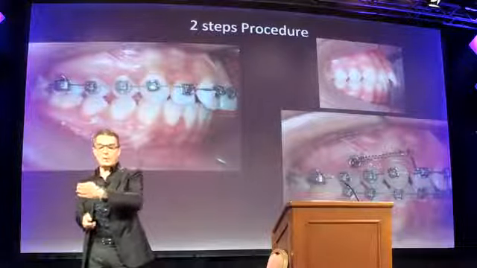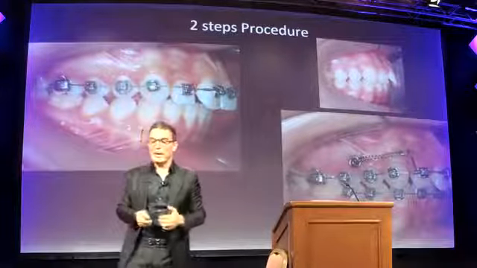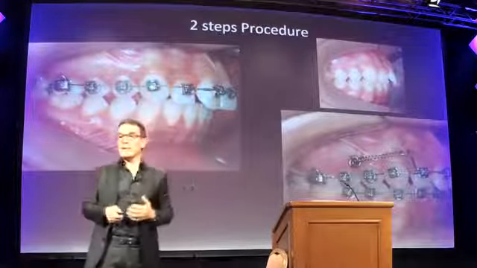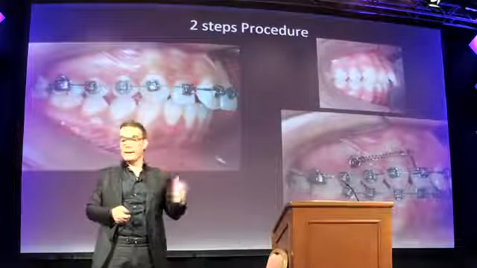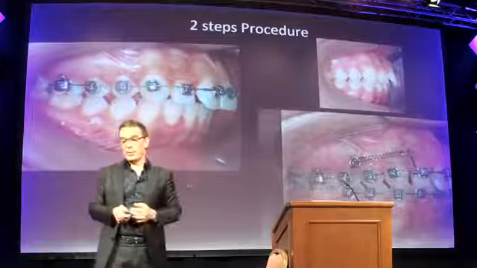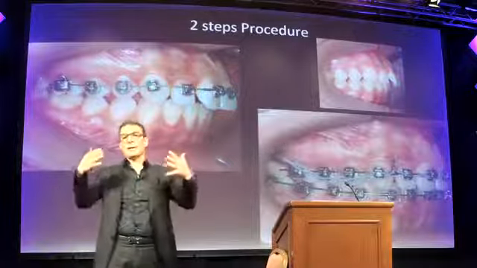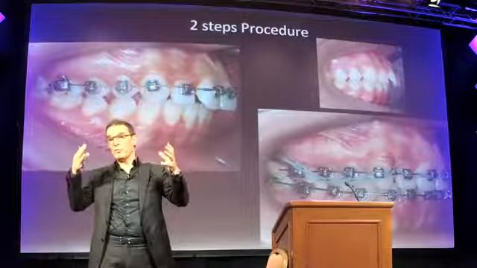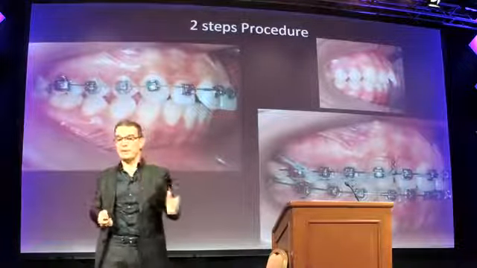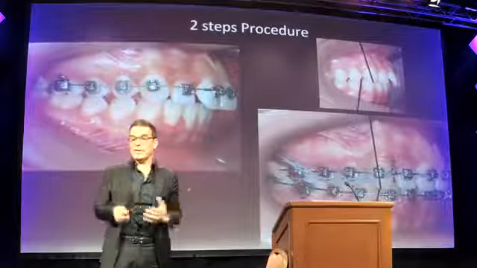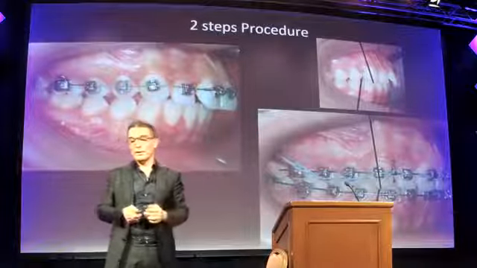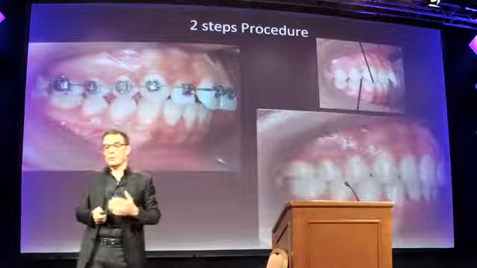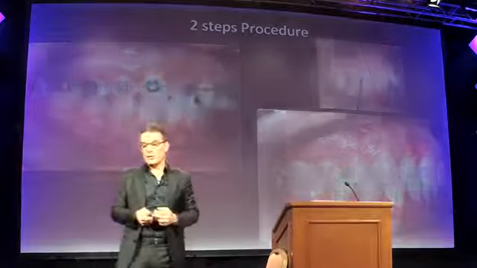We start from the full class 2 relationship, proclination of the upper incisors. We want to treat this case without extractions. We remove upper third molars. We start aligning and controlling our anterior teeth with the first mini screw placed between 4 and 5, and then we finish the case and go to a perfect class 1 molar and canine class 1 and a perfect control of the incisors.